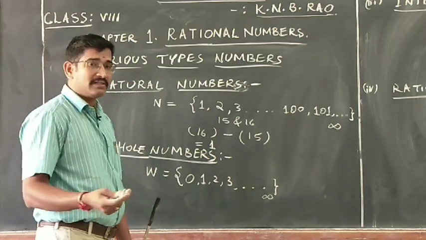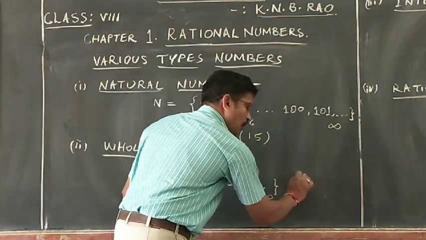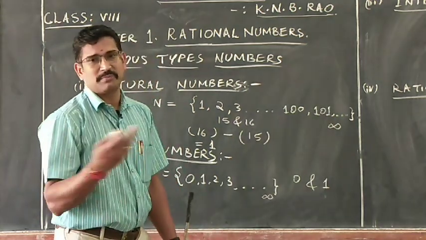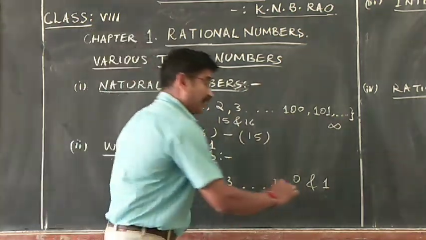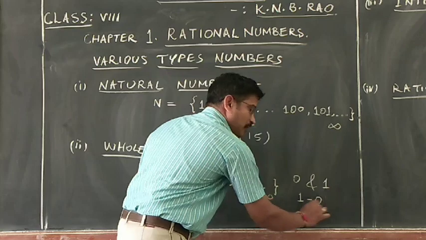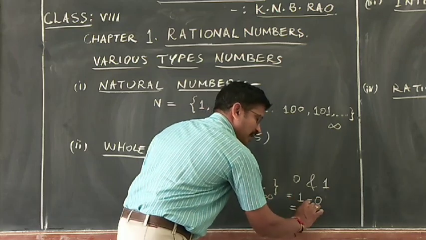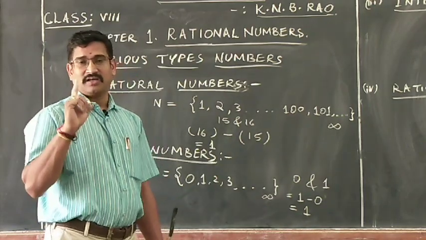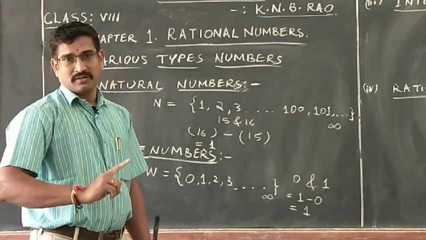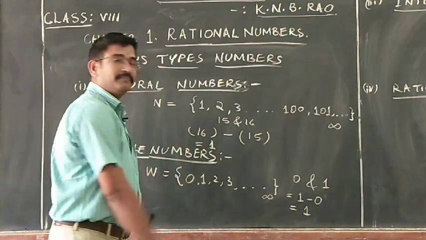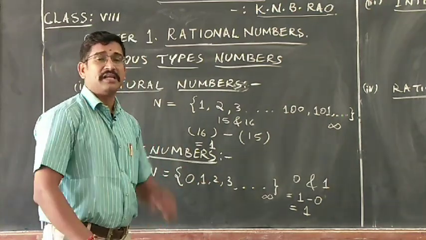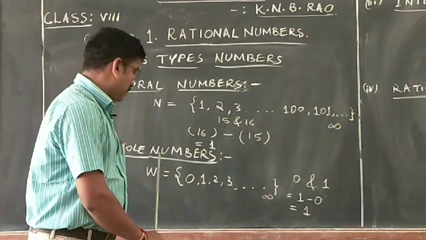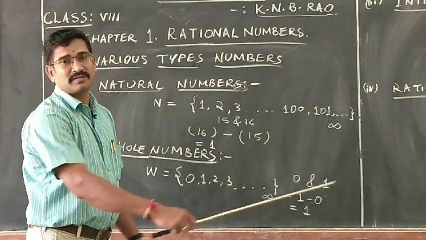You may get a doubt: what happens if I consider 0 and 1? Even there, the absolute difference between 0 and 1, that is 1 minus 0, remains 1. So importantly, we have three things to remember in whole numbers. 1, the smallest whole number is 0, the biggest whole number is infinity, and the absolute difference between any two continuous whole numbers is 1. The whole number set is represented by W, and the number of whole numbers is infinitely many.